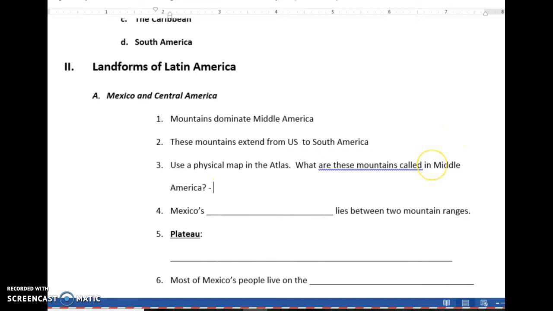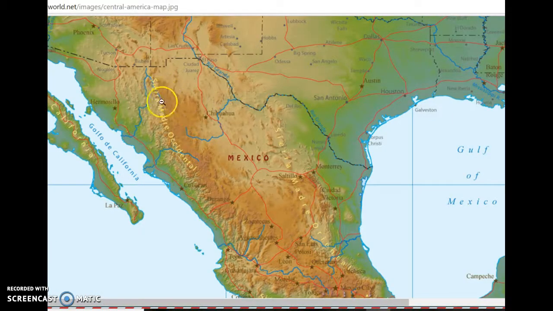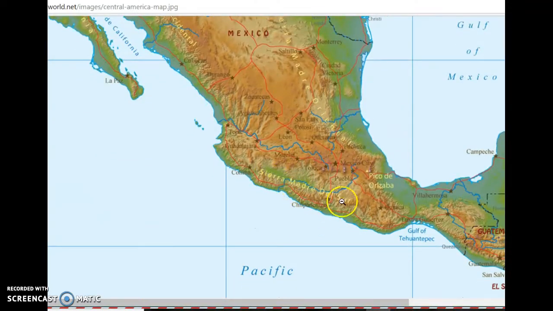In Middle America, when you look at an atlas, you should find that these are the Sierra Madre Occidental, Sierra Madre Oriental, and Sierra Madre del Sur. Occidental, Oriental, and Sur are all directions. So if you look at a map of Central America, here the Sierra Madre Occidental, that means west. The Sierra Madre Oriental, which means east. And then down here in the south, Sierra Madre del Sur meaning of the south.